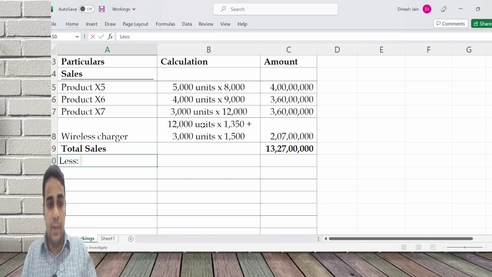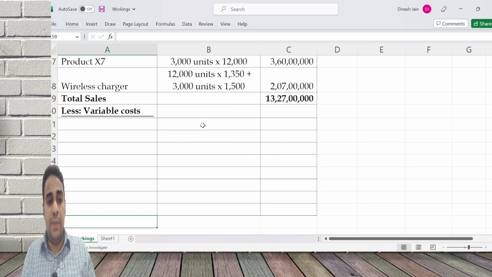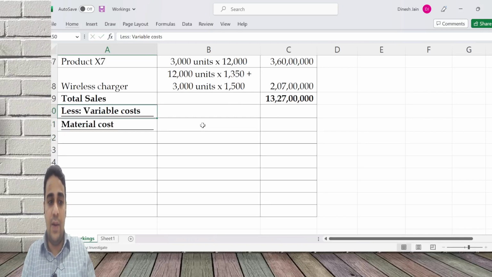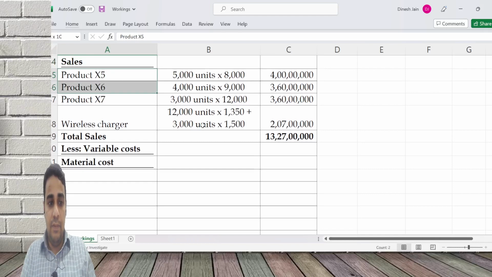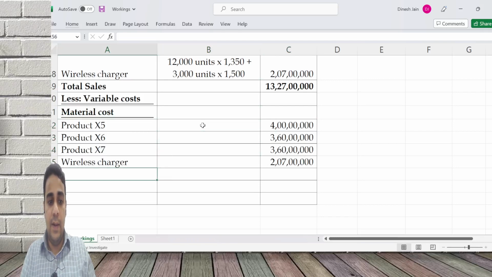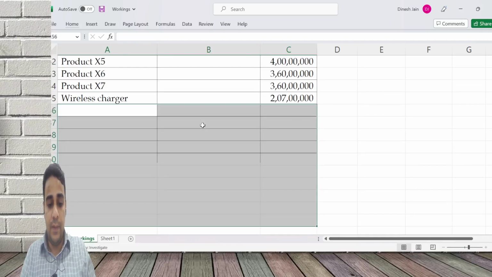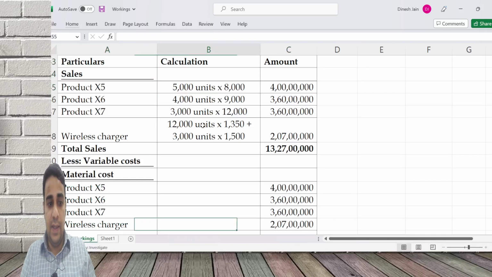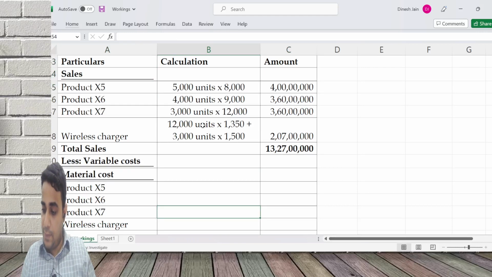Less variable costs. The first cost is material cost. I have labor cost, then I have other variable cost, something is mentioned. Material cost to fill this. Every product has a material cost. Multiply and fill it. Less material cost.